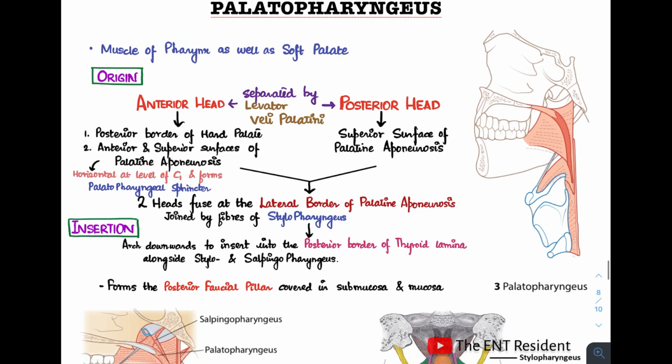This muscle takes its origin by two heads, the anterior head and the posterior head. Now these two heads get separated from each other by the levator veli palatini muscle. Now the anterior head gets its origin from the posterior border of the hard palate. As you can see over here, this is the posterior border of the hard palate and the anterior and superior surfaces of the palatine aponeurosis. And the posterior head gains its attachment from the superior surface of the palatine aponeurosis.